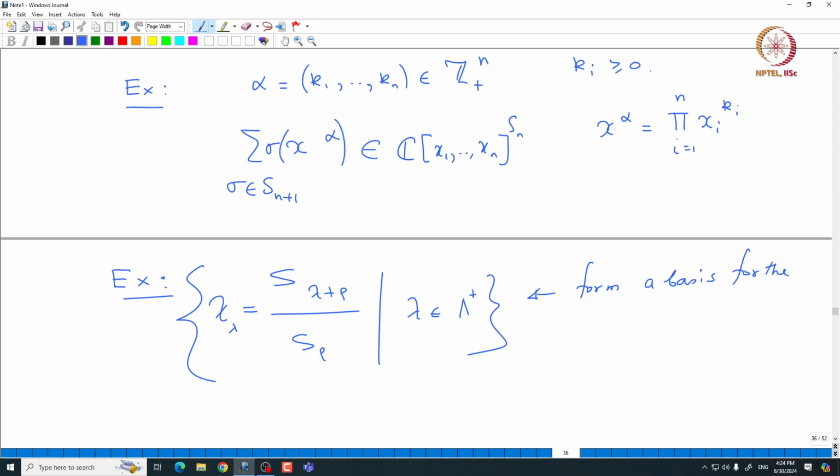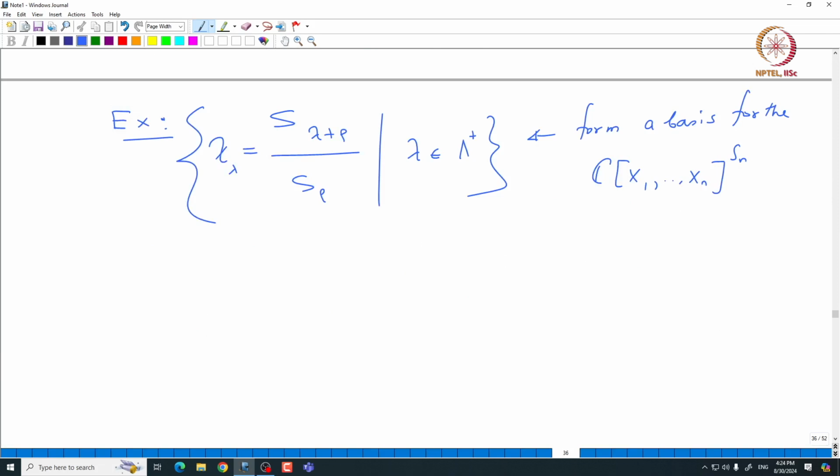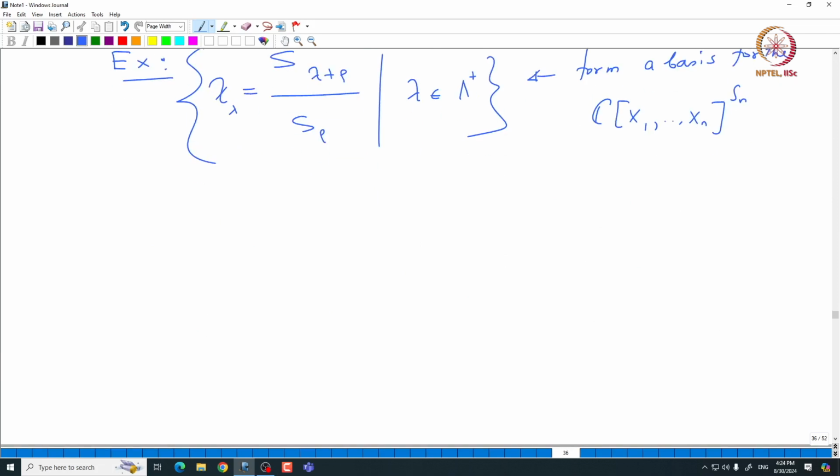for the set of symmetric polynomials, C[x1, ..., xn] to the power Sn. We almost proved this, because we already proved that if f is an antisymmetric polynomial, then you can write it as a symmetric polynomial times S rho. So the other way is also true: if f is some g times S rho, then g is going to be the sum of these chi lambda. That is what we actually proved.